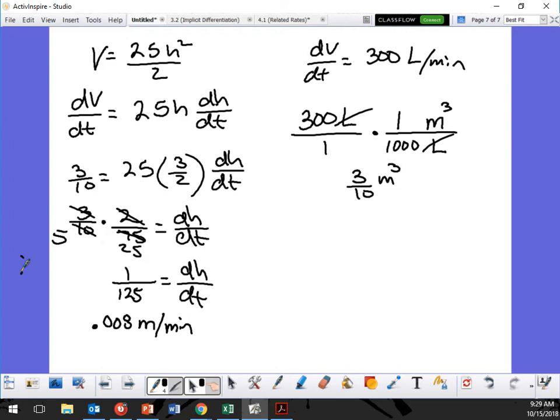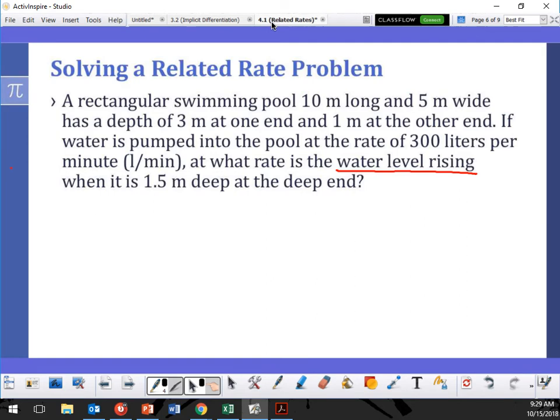That's pretty crazy. I know, it is crazy, right? Why did they want to know like at that moment? That's weird. That's pretty cool though that you can do that. Oh, okay. Okay, wait. It's rising at 0.008.